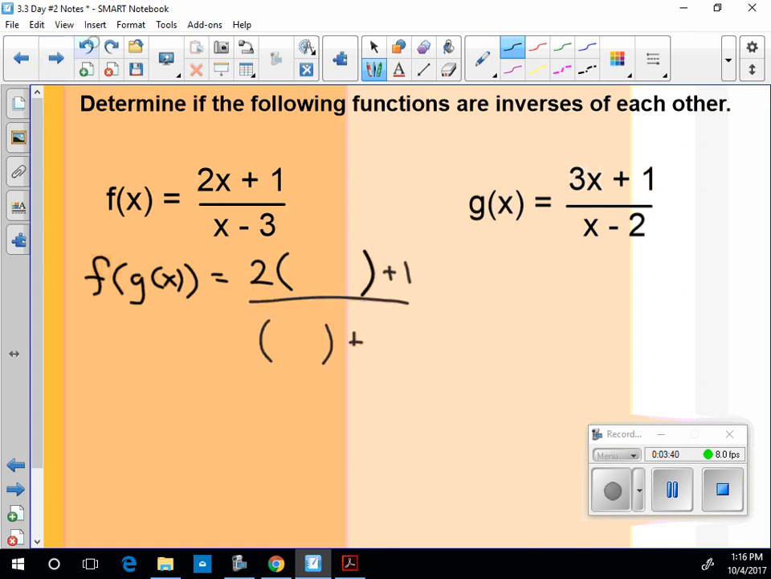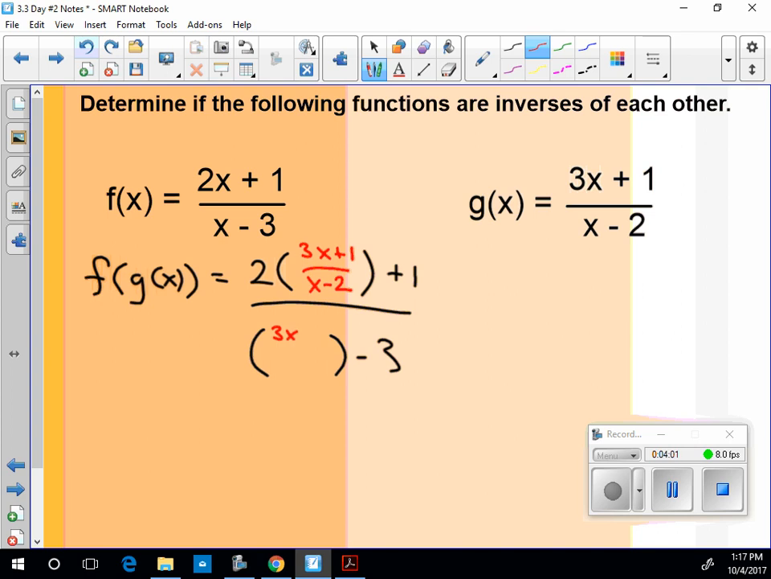Oops, not plus, minus. What the heck? Oh, gosh, that all disappeared. I write too fast, I guess. What am I plugging in here? Ew. 3x plus 1 over x minus 2. And down here, gross. 3x plus 1 over x minus 2.